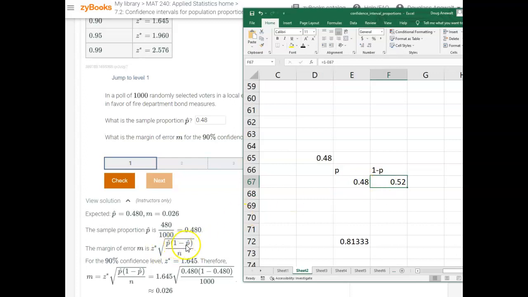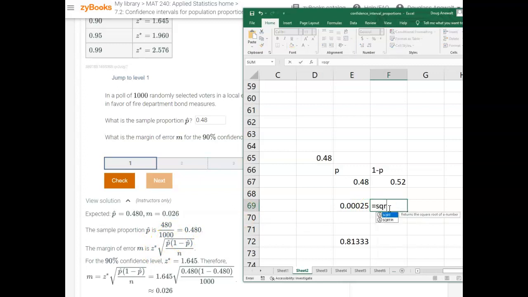That goes on top of the formula, and on bottom we divide by how many there are. In this case, there was 1,000. So let me go ahead and work that formula out. I'm taking on top this value multiplied by 1 minus P, so those two things multiplied, and divide by the sample size, which in this case is 1,000. We want the square root of that.